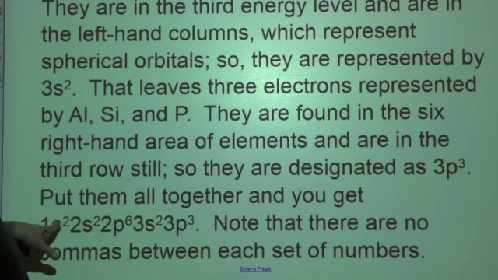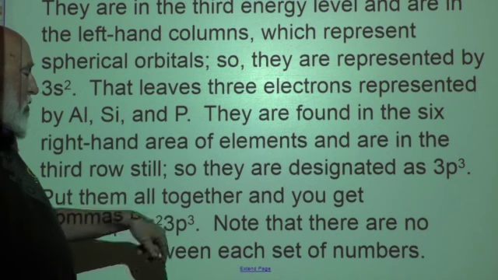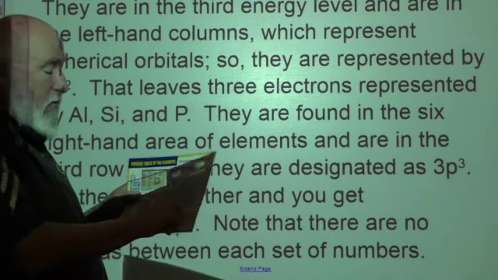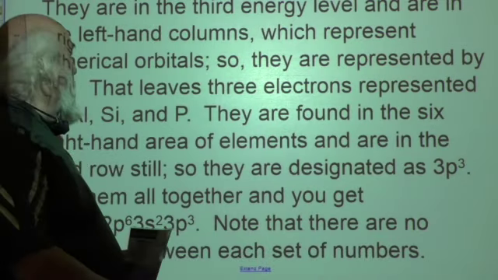And again, you add it up. 2 plus 2 is 4, plus 6 is 10, plus 2 is 12, plus 3 is 15. Phosphorus is element number 15. It's that simple.